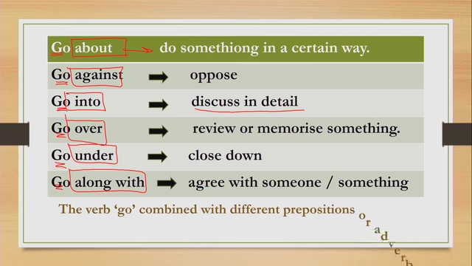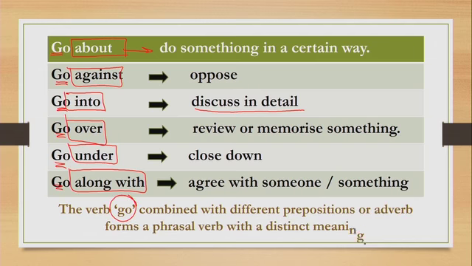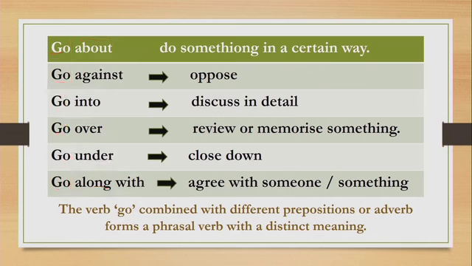So as you can see, the verb go combined with different prepositions or adverbs forms a phrasal verb with distinct meaning, which means they give us meanings which are completely different from each one. For example, to go about is different from to go against, and so on and so forth.